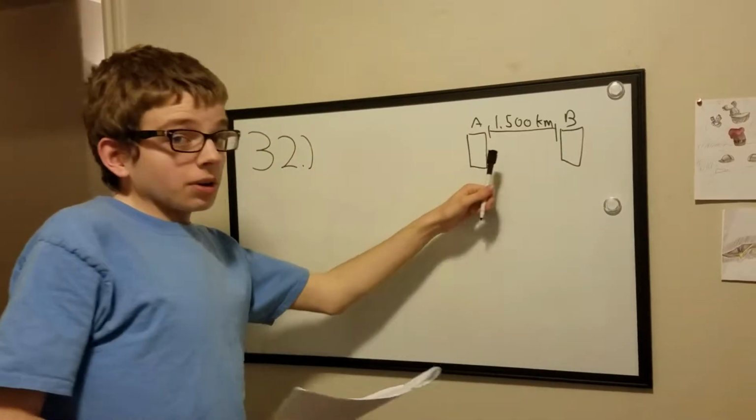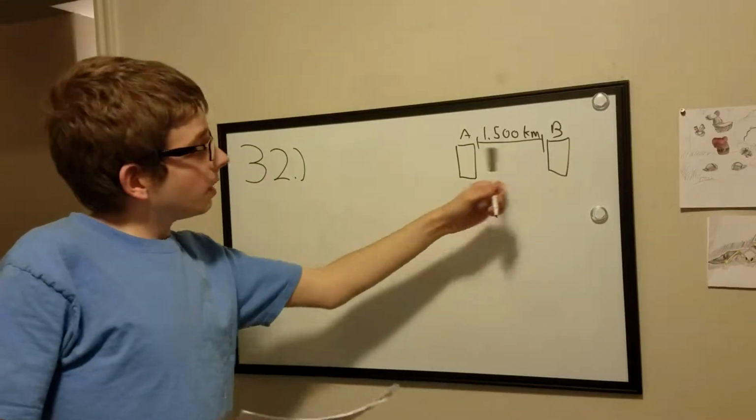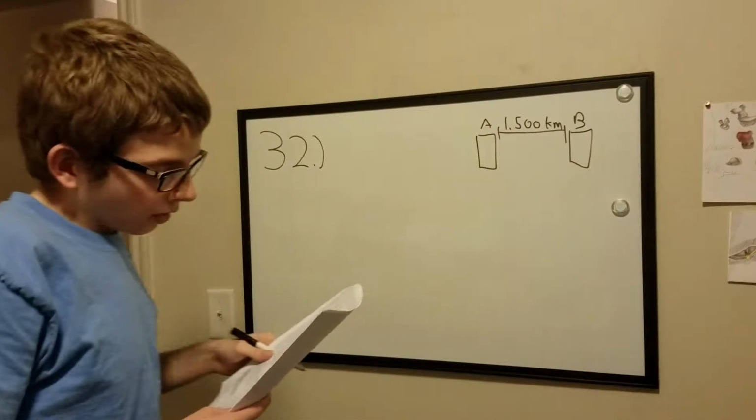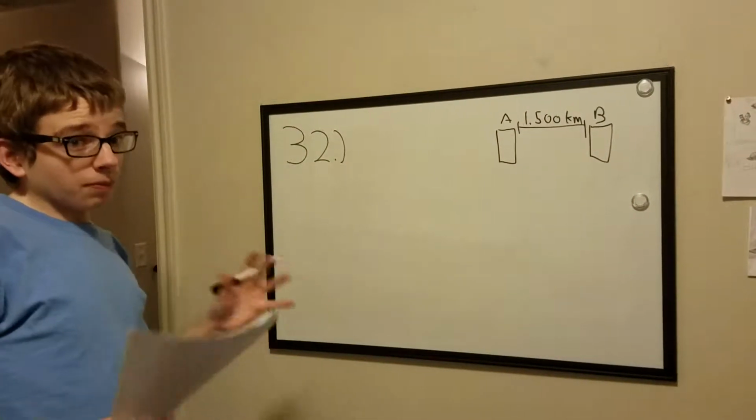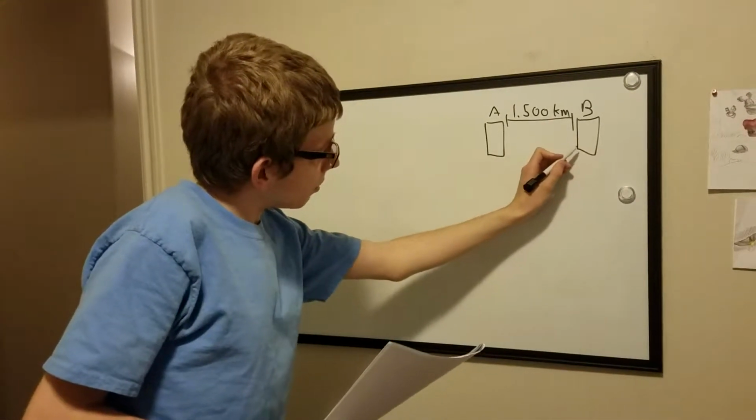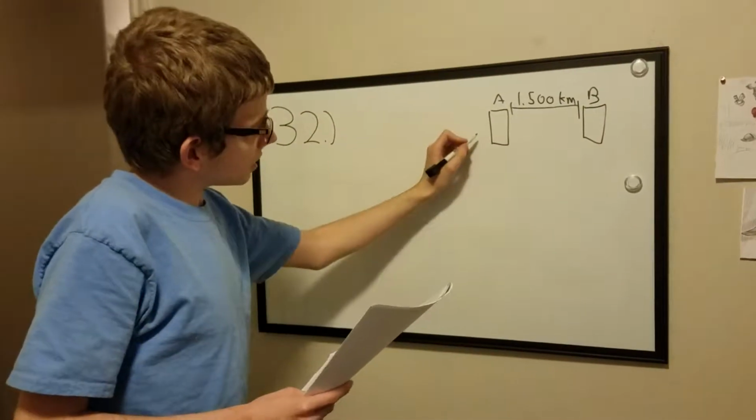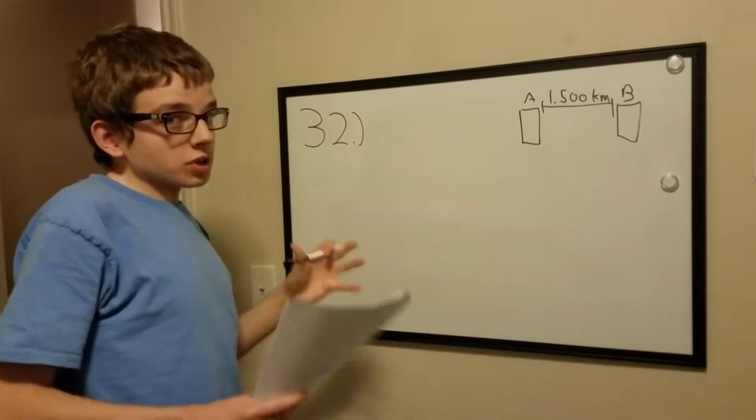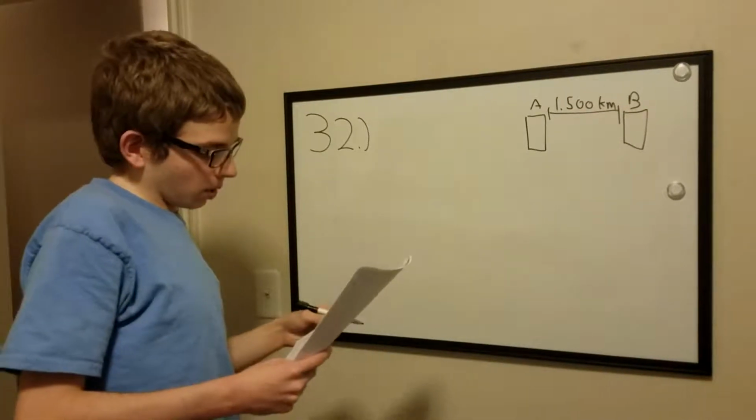So here are the two piers. Here's pier A and pier B, and the distance between them is 1,500 meters or 1.5 kilometers. So we need to find the time for each: how long it takes for the boat to get from A to B, and then from B back to A, and then the total amount of time for the person walking from A to B and B back. So we have to find separate times for each of them. So first we're going to find the time for the boat.